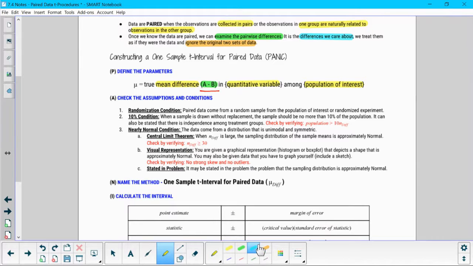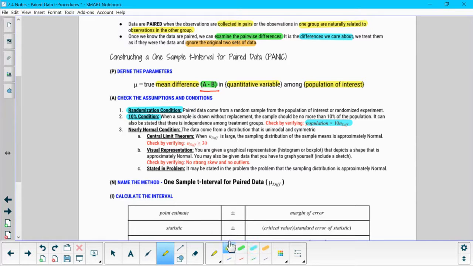So assumptions and conditions are going to be the exact same thing as they were for a one sample t test or a t interval. You are going to check, is it random data? Does the 10% condition get met? And remember, we verify that the population is greater than 10 times the sample size. Both of these things are checking for independence. So the independence assumption is checked by the randomization condition and the 10% condition.